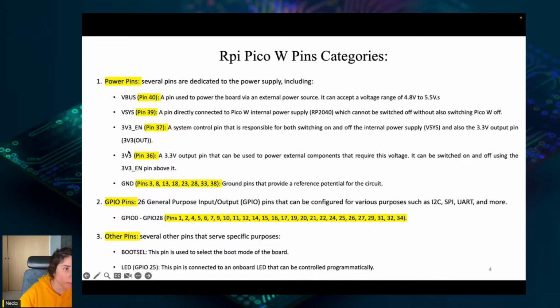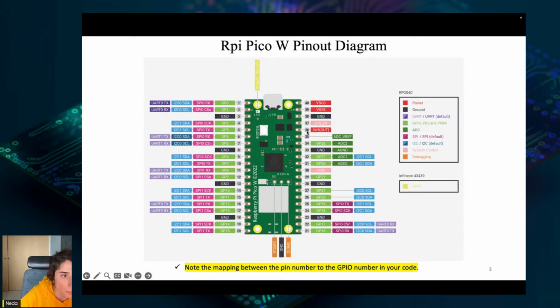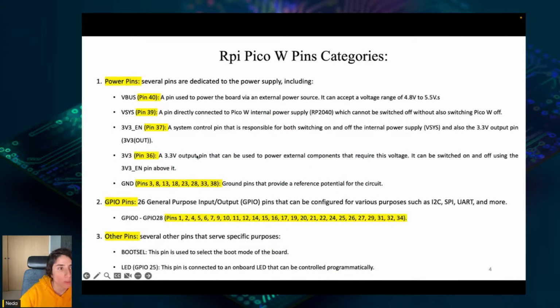And I'm going to say what is the 3V3 out pin. 3V3 out pin, which is pin 36, as you can see here. It's an output pin that can be used to power external components that require this voltage. Let's think about an electronic component connected to your Pico W that needs 3.3 volts, and that component can get this voltage from your Pico W.